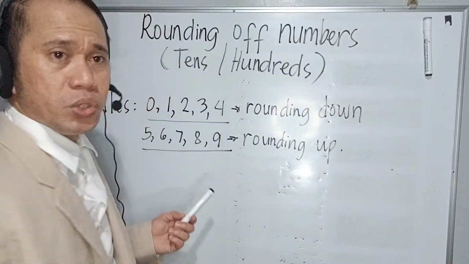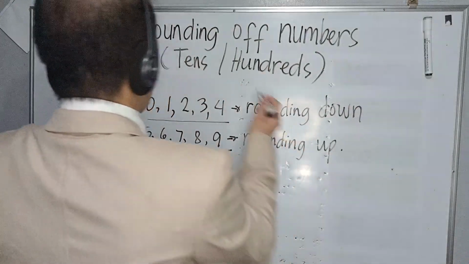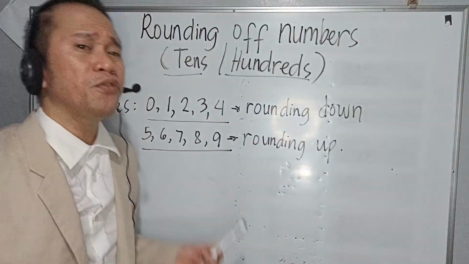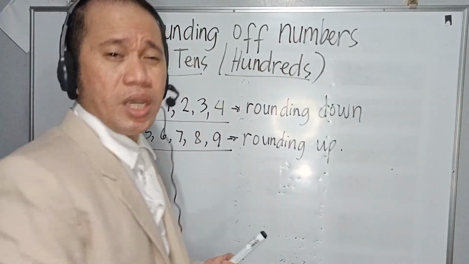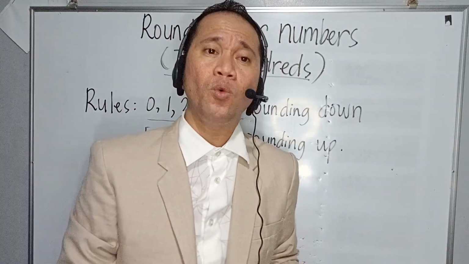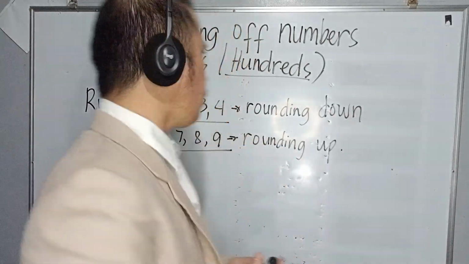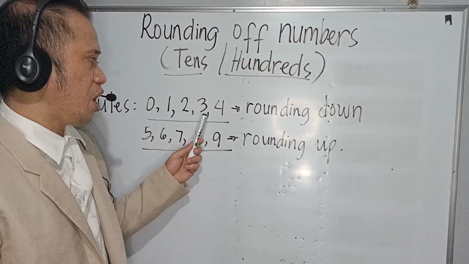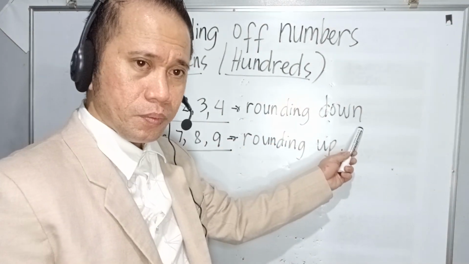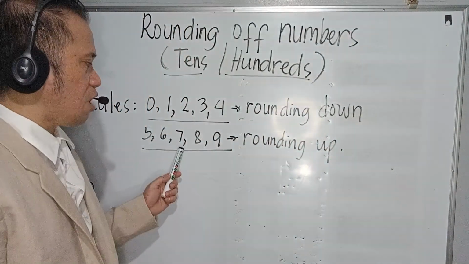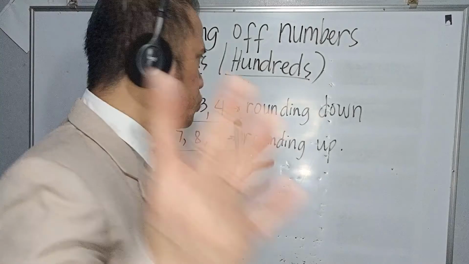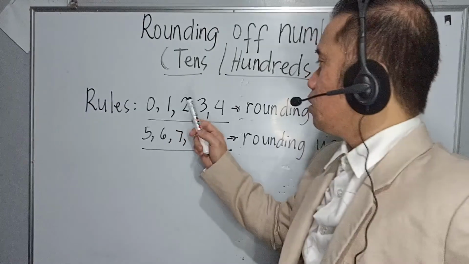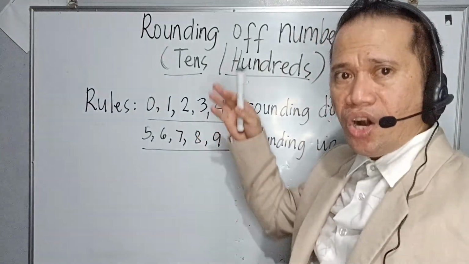Now my dear viewers, we're going to discuss rounding off numbers to the nearest tens and nearest hundreds. In rounding off, we have the following rules. And what are those rules, teacher Ram? The first rule is that 0, 1, 2, 3, and 4 round down. 5, 6, 7, 8, 9 round up. That means, class, when the number ends with 0, 1, 2, 3, and 4, we round down.